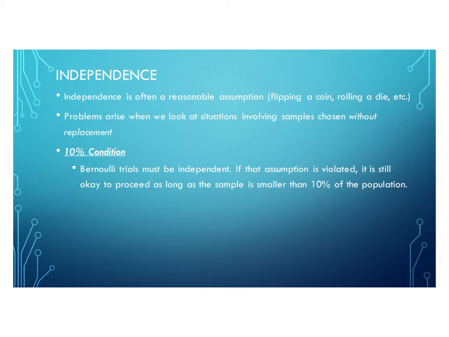Let's talk about independence. It is often a reasonable assumption, especially for flipping a coin or rolling a die, etc. But remember, if we look at situations where we are choosing our samples without replacement, it can become an issue. What you will see, especially when we talk about proportions in the upcoming weeks, we have this thing called the 10% condition. We know that Bernoulli trials have to be independent. If that assumption is violated, it is okay to proceed as long as your sample is less than 10% of the population.